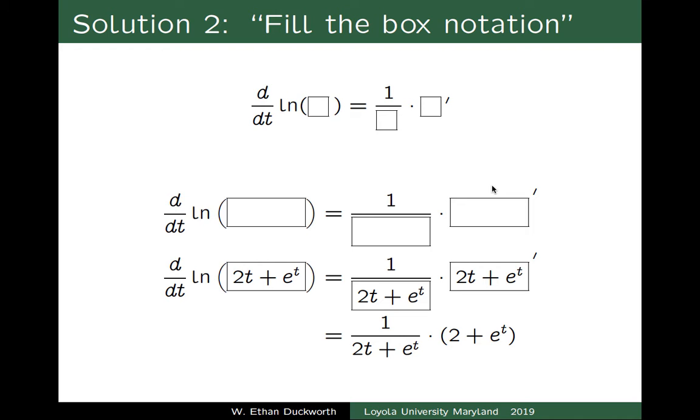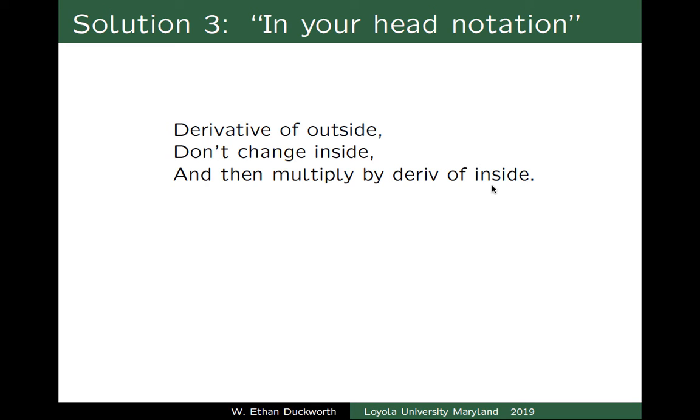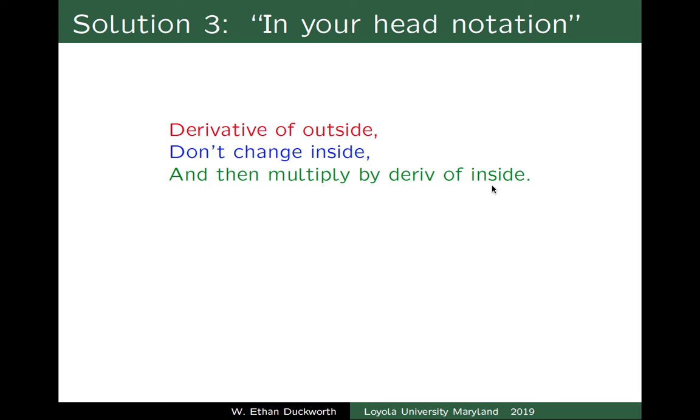Okay, I'm going to do it one more time, and this time I will use what I call in your head notation, and that's kind of a silly name. What I really mean is that you say certain words to yourself as you're looking at the right part of the formula, and the words are describing the step you should do. So the words are: derivative of the outside, don't change the inside, and then multiply by the derivative of the inside. And I will color code these steps so that I can show you the part of the formula that they apply to. So derivative of the outside will be red, don't change the inside will be blue, and multiply by the derivative of the inside will be green.